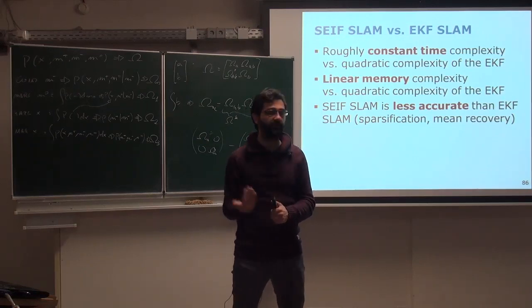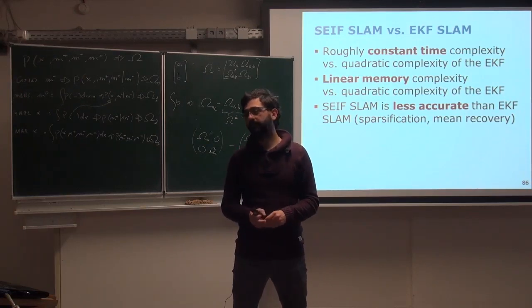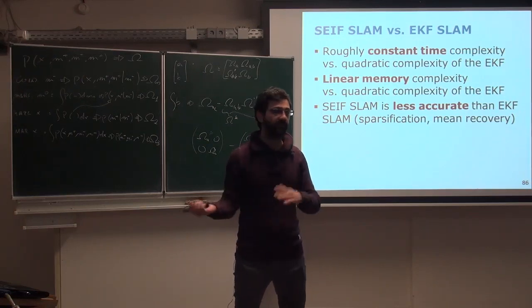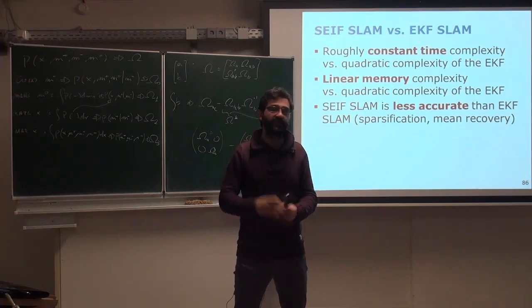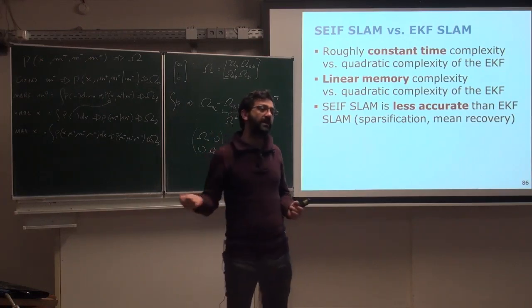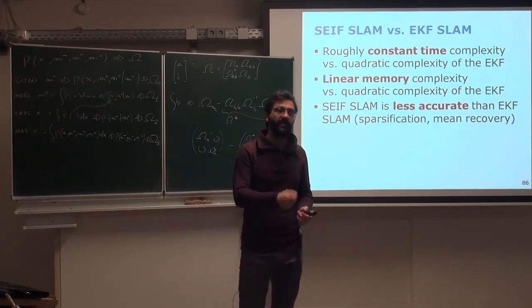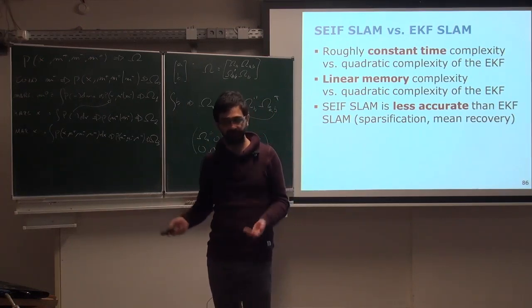So the accuracy decreases, and then the amount of sparsification versus accuracy is kind of a trade-off, a slider that you can play with to decide how much I care about efficiency and memory consumption versus how much I care about accuracy.